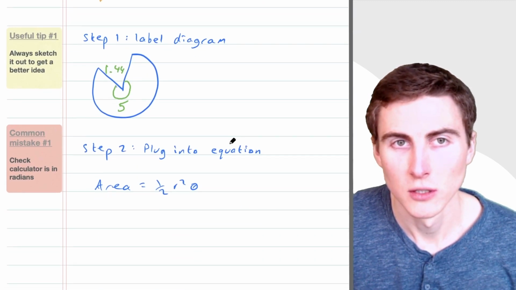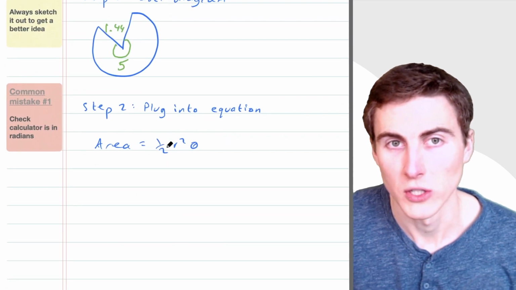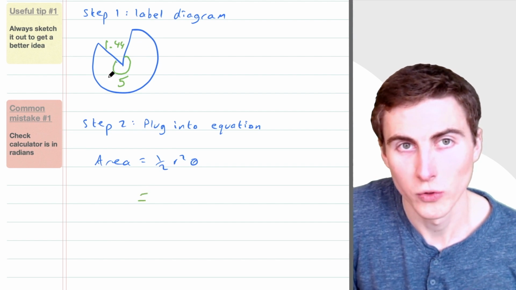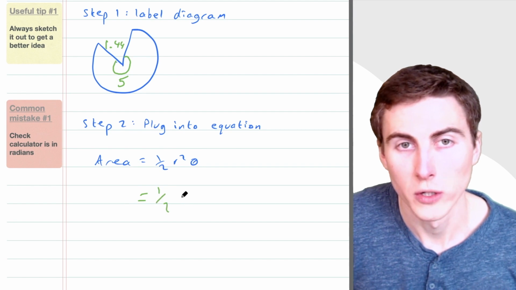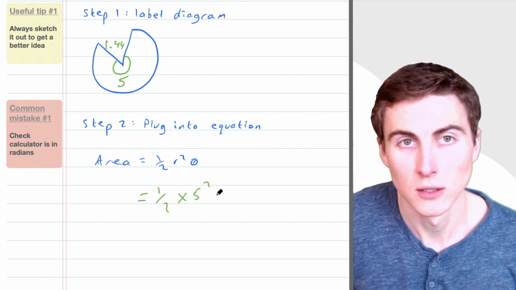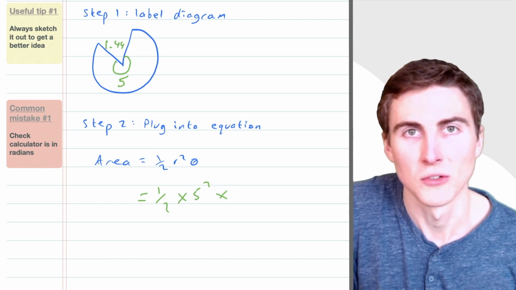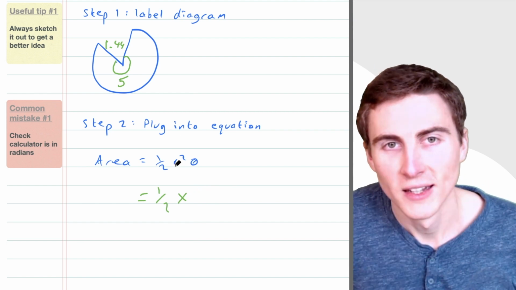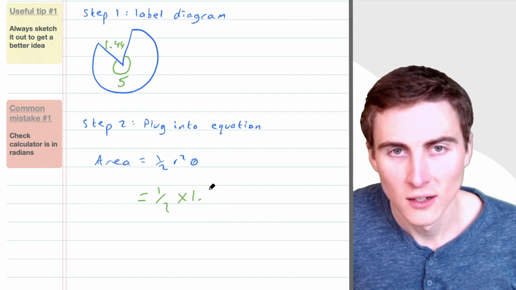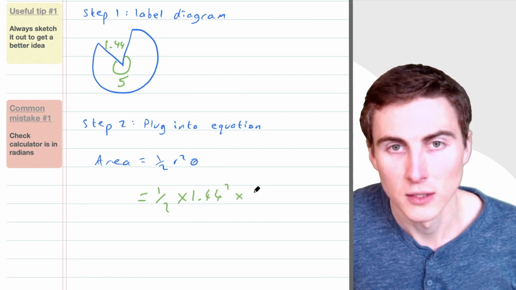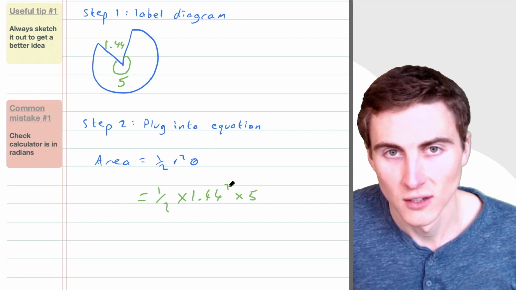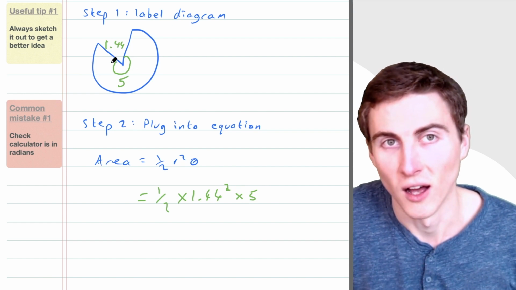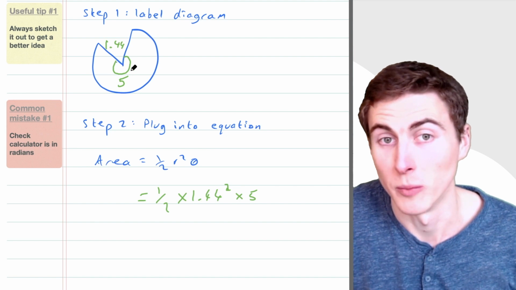Then we just take the equation and we plug what we have into our equation. So in our case, the area of this whole thing here is going to be 1/2 times 5 squared times our angle. Oops, no, sorry. That's my bad. 5 is not the radius, is it? The radius is 1.44, sorry. Times 1.44 squared times the angle of 5 radians. So the reason I got confused there is because normally the angle in radians is way smaller than the radius. And this is kind of an unusual example where the angle is quite big. So just watch out for that.